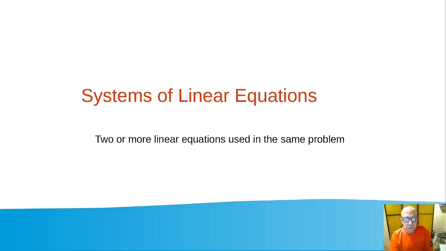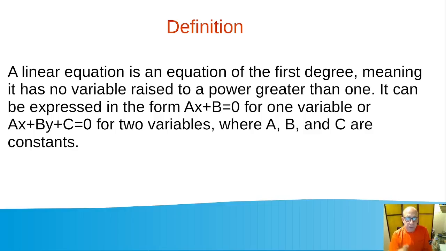We're going to talk about systems of linear equations, but in this first video we're actually going to review what is a linear equation. A linear equation is an equation of the first degree, meaning it has no variable raised to a power greater than 1, and it can be expressed in the form ax plus b equals 0 for one variable, or ax plus by plus c equals 0 for two variables where a, b, and c are constants. That's a really math definition for something that is pretty simple for you to recognize.